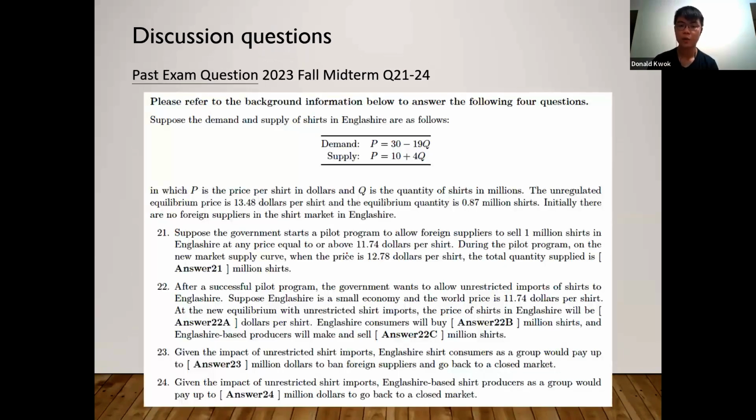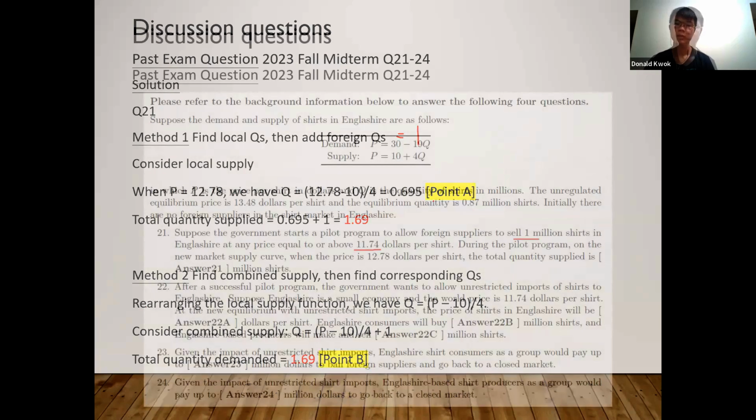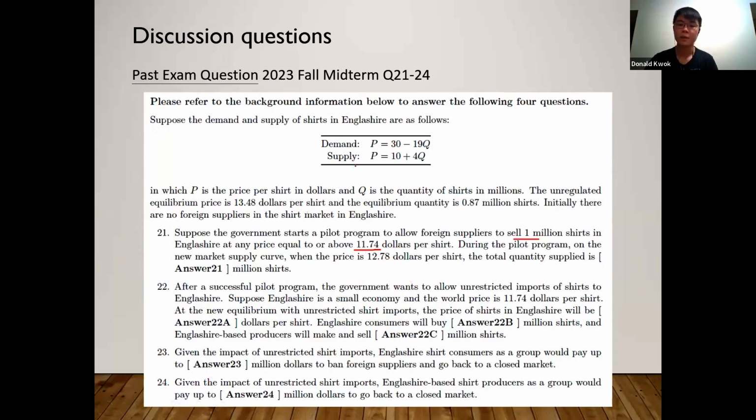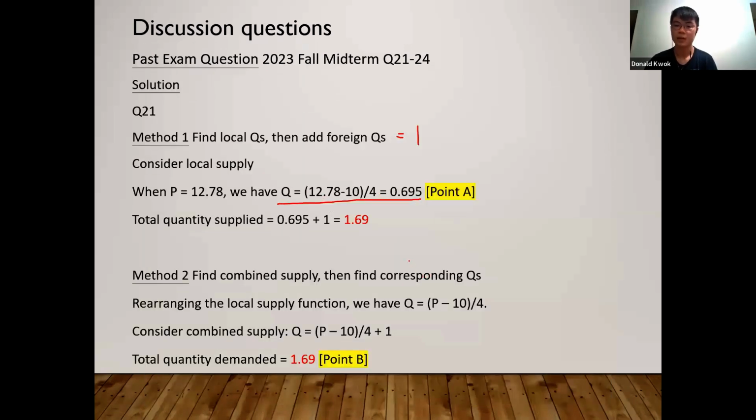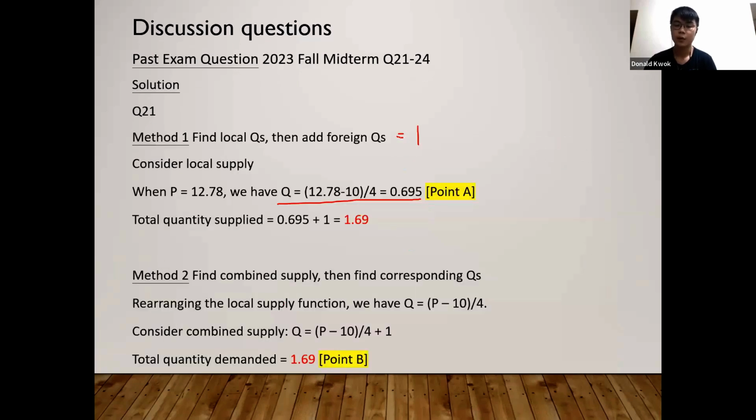By the way, the foreign quantity supplied would be 1 million as long as the price is higher than 11.74. So at the price of 12.78, the foreign quantity supplied is 1. The local quantity supplied can be found by plugging the price of 12.78 back into the supply curve, and then we have the corresponding local quantity supplied, which is 0.695. If we are referring to GeoGebra here, it is simply the intersection of the local supply curve at the price of 12.78, giving us the result 0.695. Then add 1, the foreign quantity supplied, and we have the total quantity supplied as a result, 1.69.